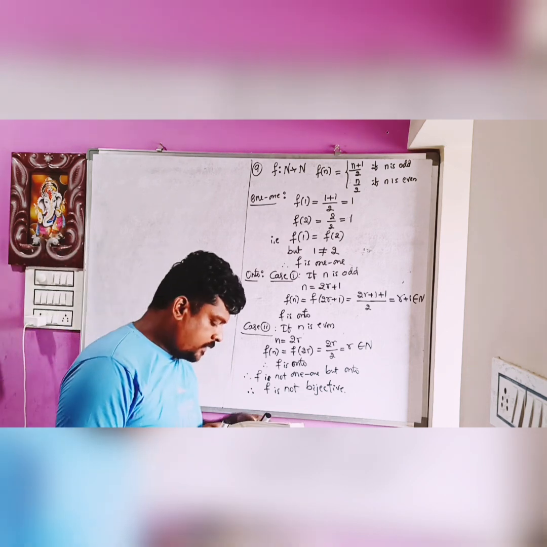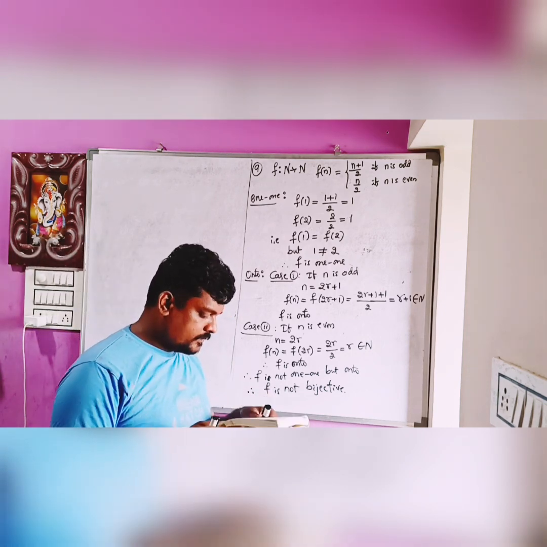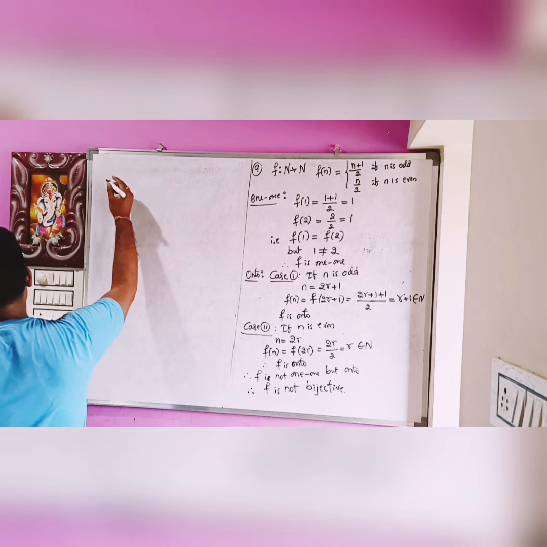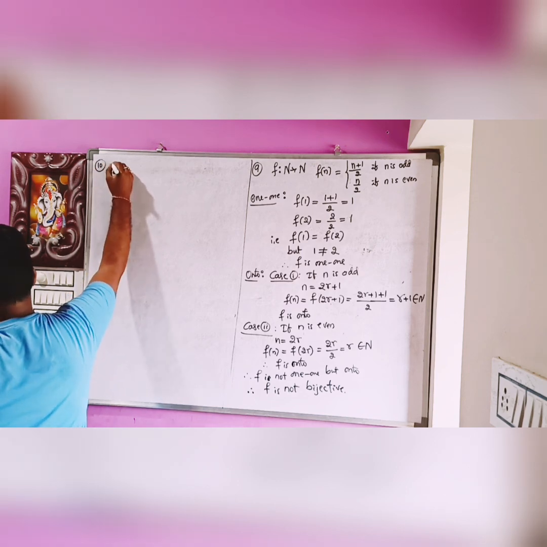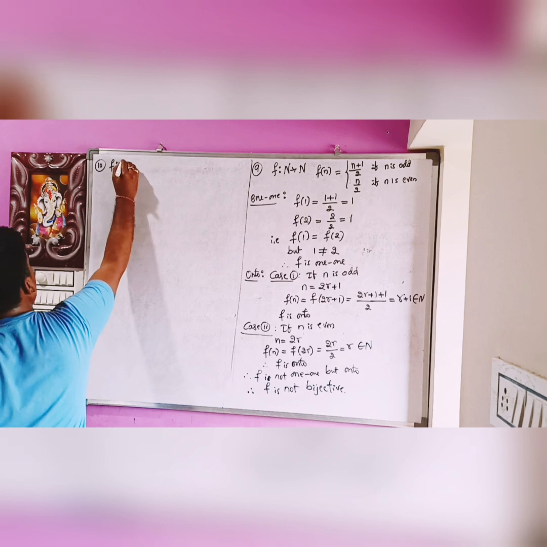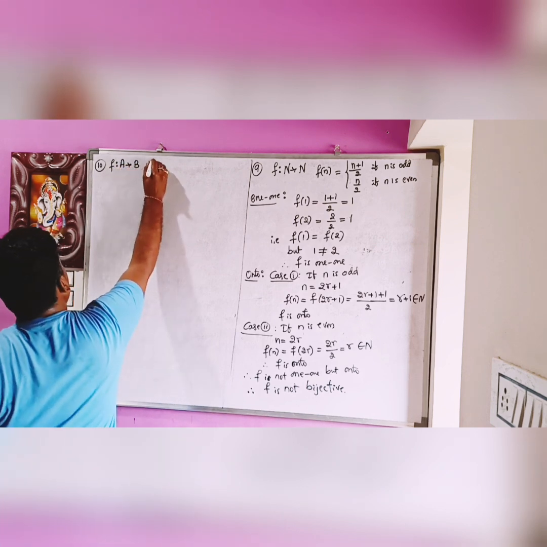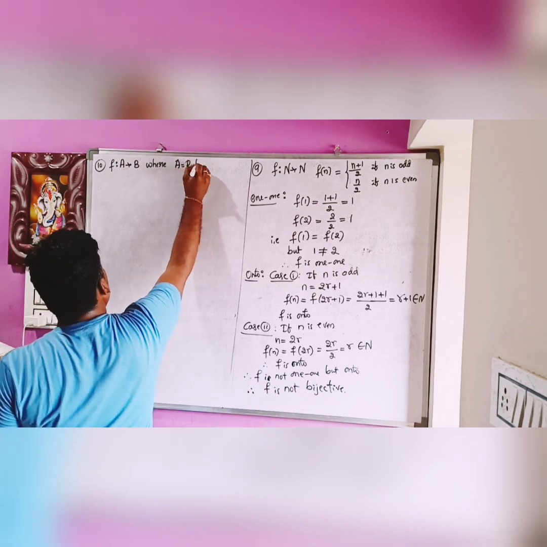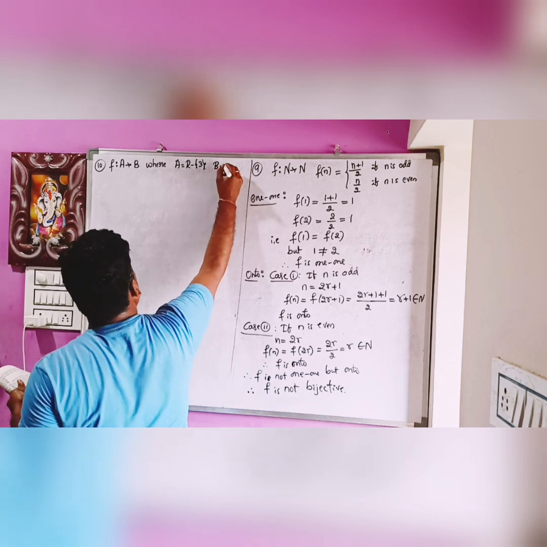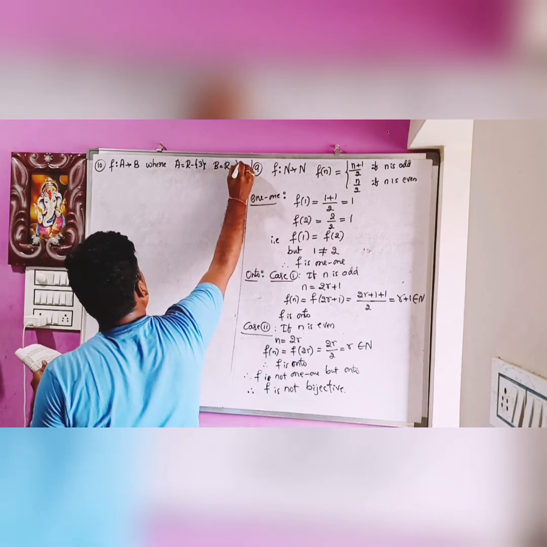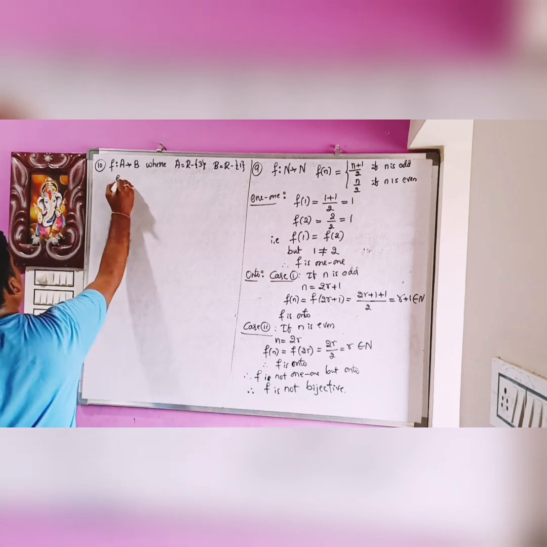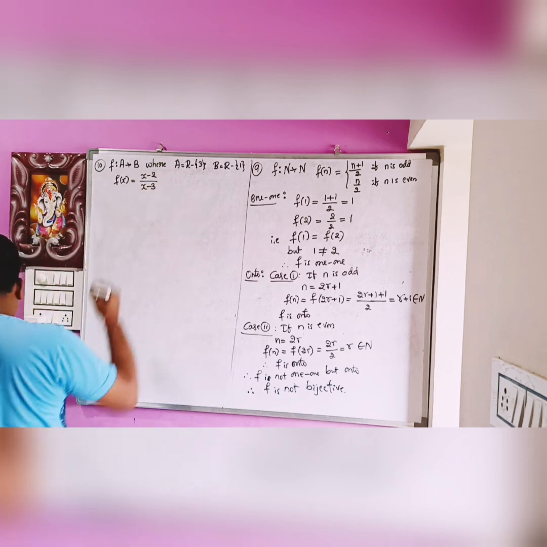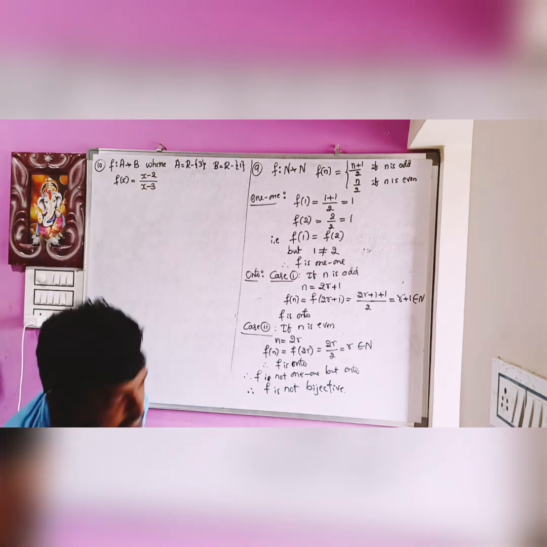Next, question number 10, the last problem of this exercise, and a very important one. It is also important for 5 marks. Question number 10: f is defined from A to B, where A is the set of real numbers except 3 and B is the set of real numbers except 1. f of x is defined as x minus 2 by x minus 3. We have to check whether it is 1-1 and justify your answer.